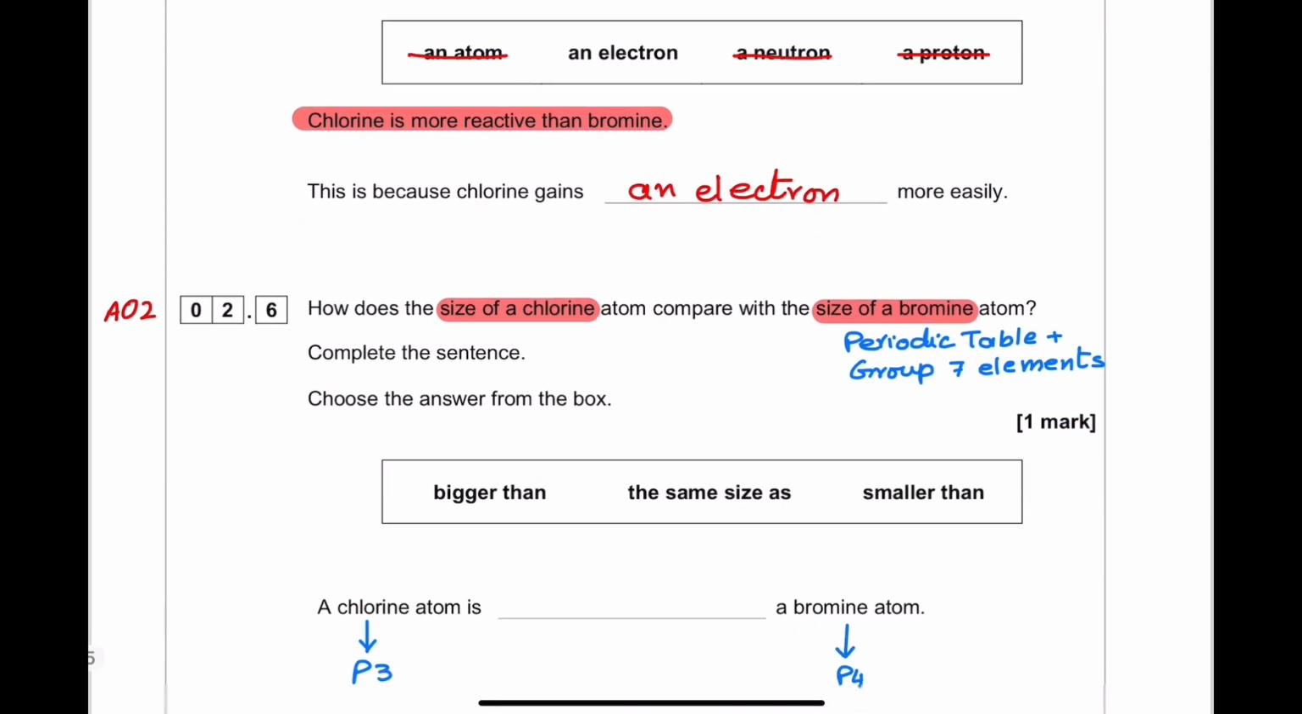Our next question is again an AO2 question, 2.6. The key information is already highlighted here. How does the size of chlorine atom compare with the size of bromine atom? Complete the sentence. Choose the answer from the box.